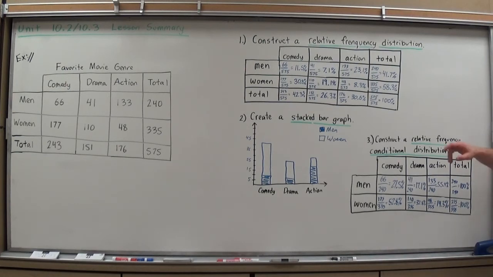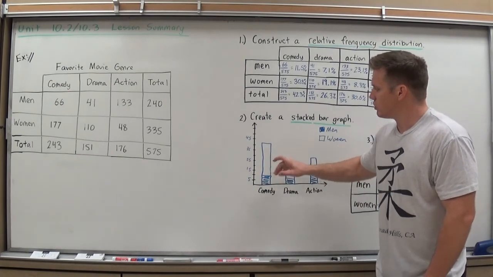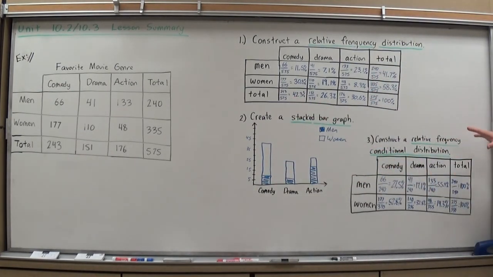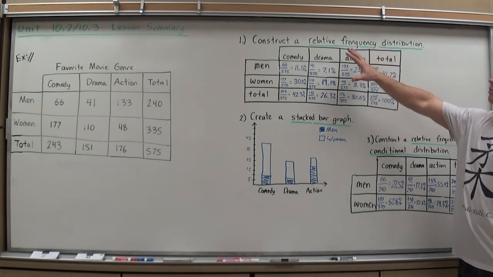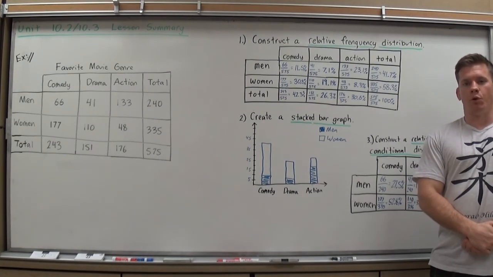One more thing, just to remind you, stack bar graph based on percents. Make sure your stacks add up to the total. Okay? Relative frequency conditional distribution is conditional percentages. Each percentage based on its own personal category, whereas in a regular relative frequency distribution based off the total. You remember that, you should have no problem.